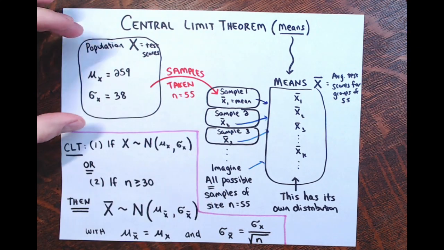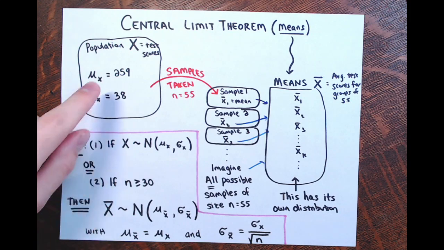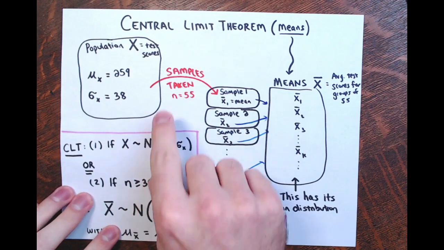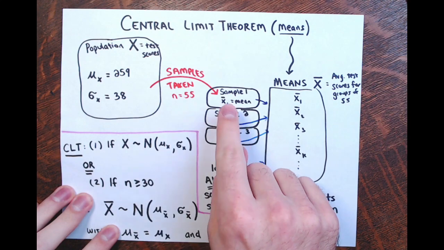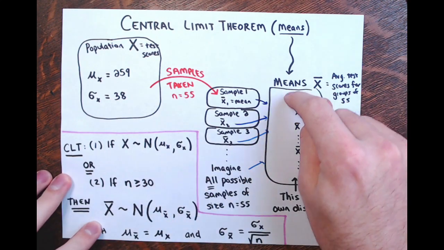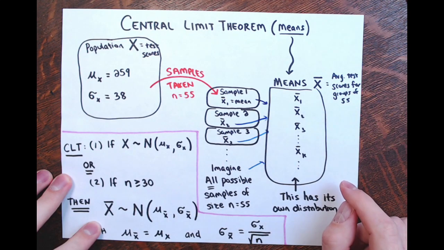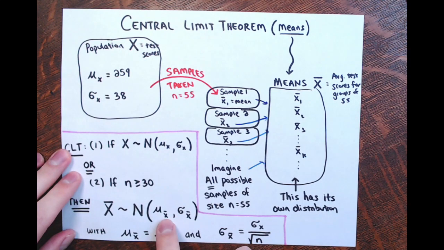So if the original population is normally distributed, or, not worrying about the population distribution, if I pull samples from the population that are size 30 or greater, which we've done here, then the distribution of all the sample means, the average test scores for groups of 55, will be normally distributed with mean mu sub x bar, standard deviation sigma x bar, where the mean of the means is going to be the mean of the original population.